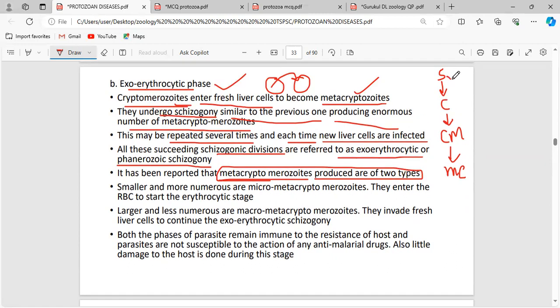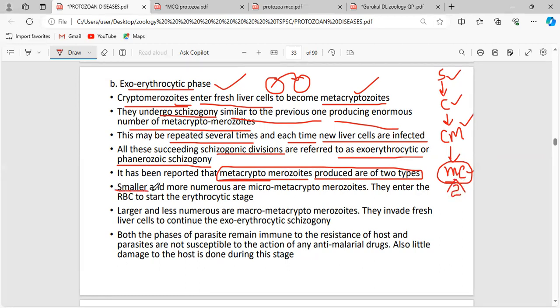Initially it was a sporocyte, and the sporocyte is converted into the cryptocyte. This cryptocyte undergoes zygogony and produces many cryptomerocytes. Now, these cryptomerocytes undergo a structural enlargement, and that is called the metacryptocytes. Again, these metacryptocytes undergo the asexual reproduction mechanism called zygogony, and they are going to produce two different types of cells.